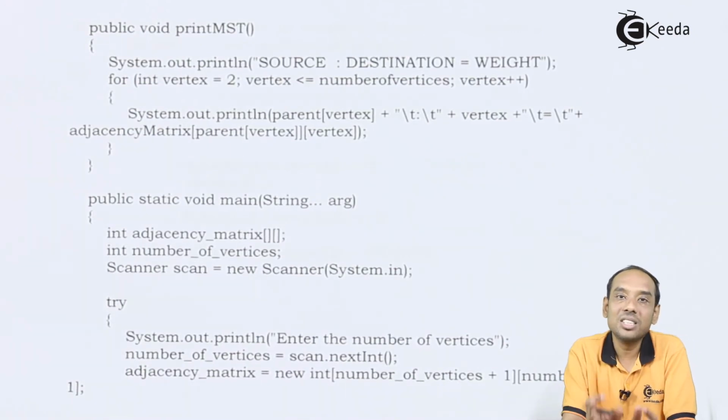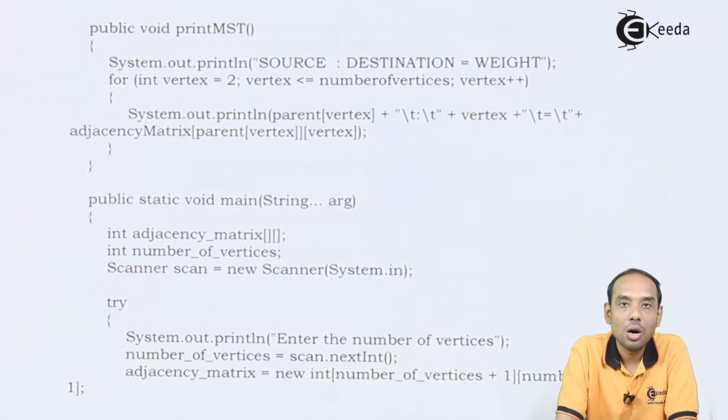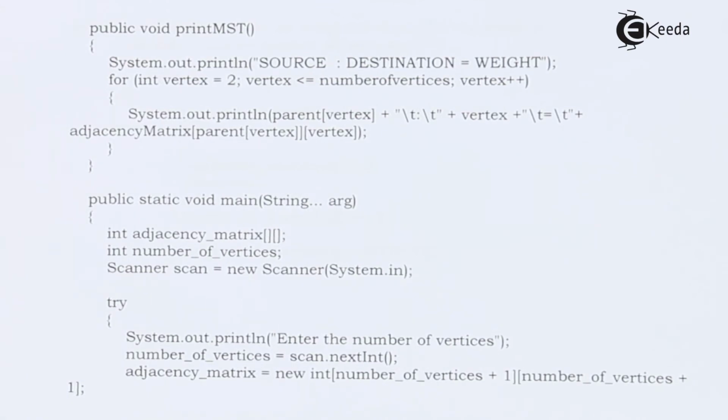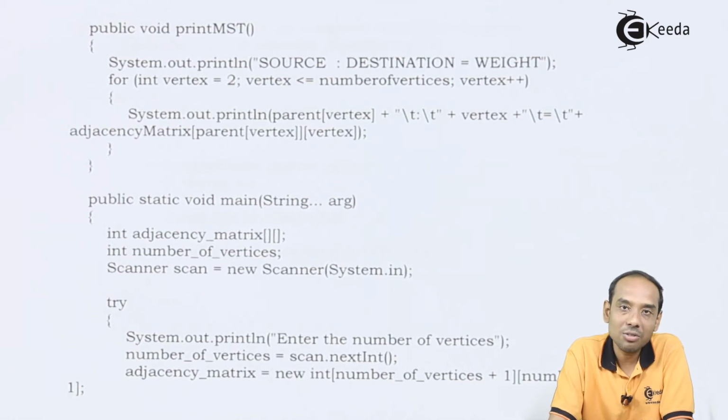Once this is done, the size of the rows and columns of our adjacency matrix is going to be number of vertices plus 1. So we write down adjacency matrix equal to new integer number of vertices plus 1. This will go for the rows, and number of vertices plus 1. This will go for the columns. So we have defined the number of vertices to be taken from the user. That value is transferred to the variable called number of vertices. Then we have the adjacency matrix defined with rows number of vertices plus 1, and columns also number of vertices plus 1.